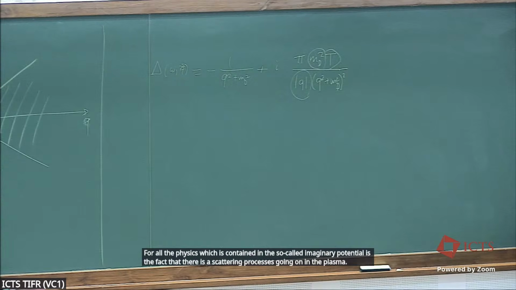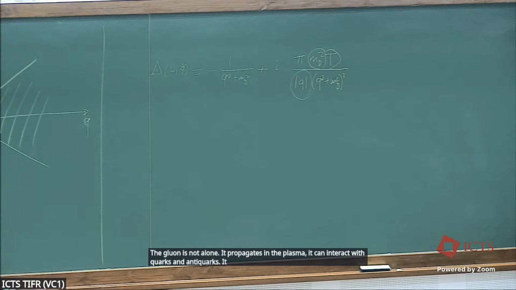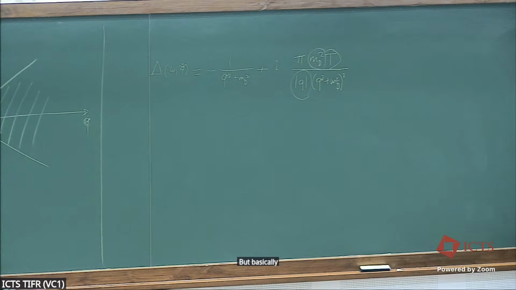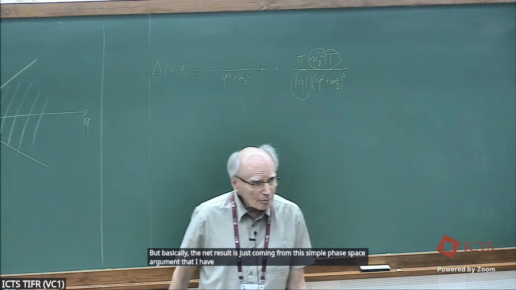The gluon is not alone. It propagates in the plasma. It can interact with quarks and anti-quarks. It can also interact with gluons. That will be the same calculation, but we will have to take care of other complications. But basically, the net result is just coming from this simple phase space argument that I have written for you.